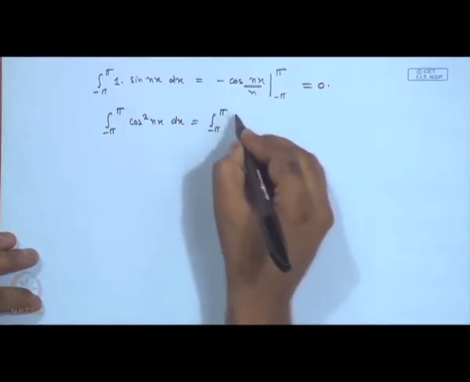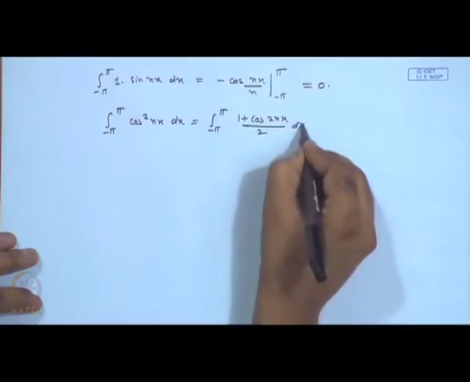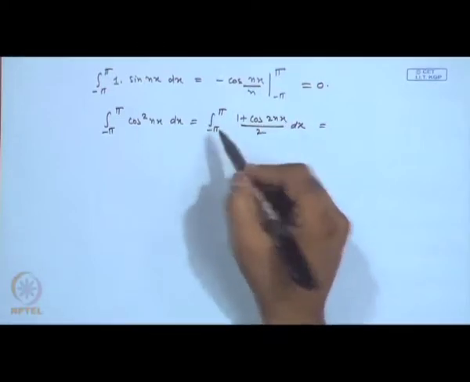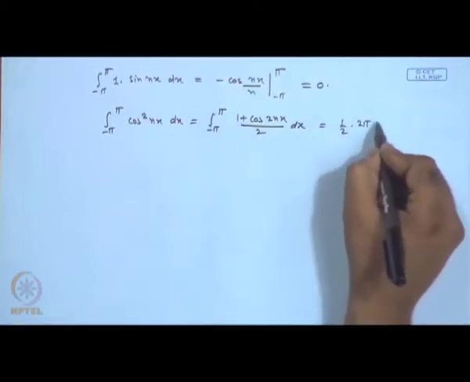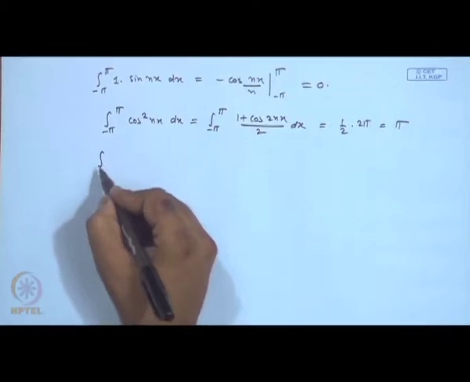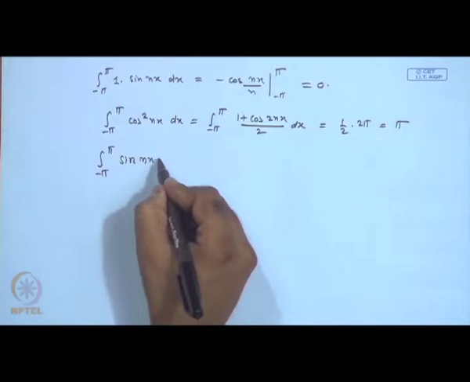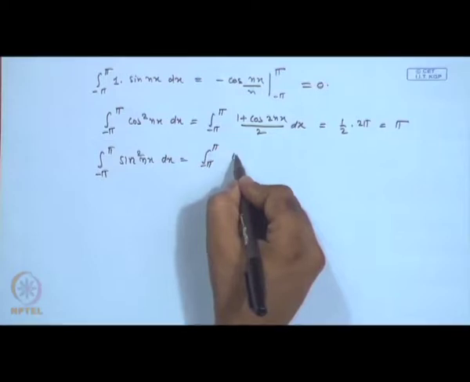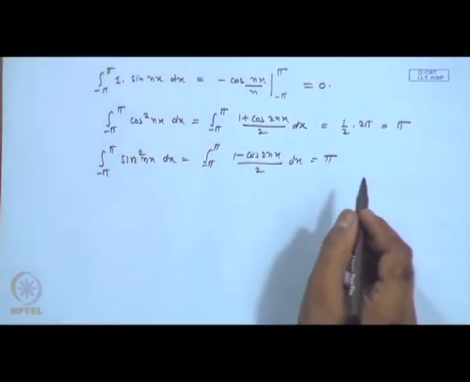So, integrating from minus pi to pi, we have 1 plus cos 2nx over 2 dx. In this case, the sine 2nx term will give 0 because sin 2nx at pi and at minus pi are both 0, but we have the half and the integral of 1, which is 2 pi. So, we get pi. Similarly, if we take sin nx times sin nx, so sin squared nx dx, we will also get pi because we have 1 minus cos 2nx over 2 dx, and this will also give pi.